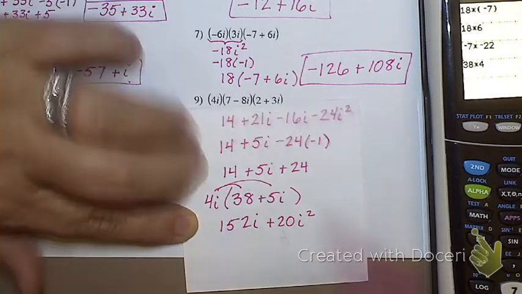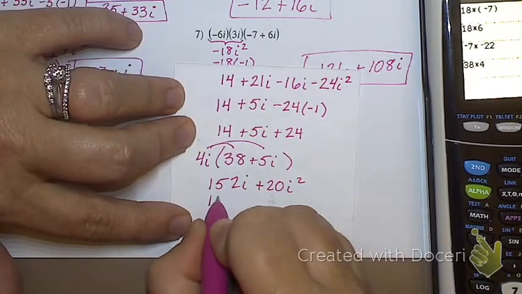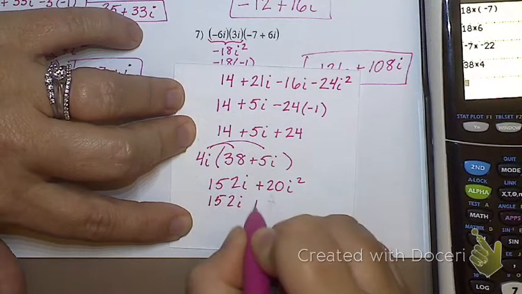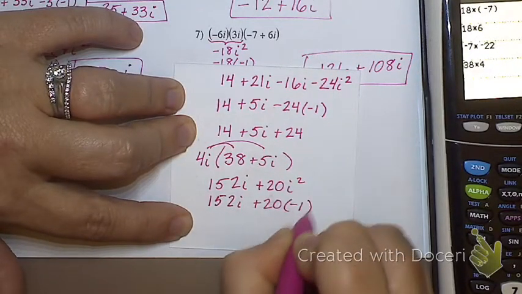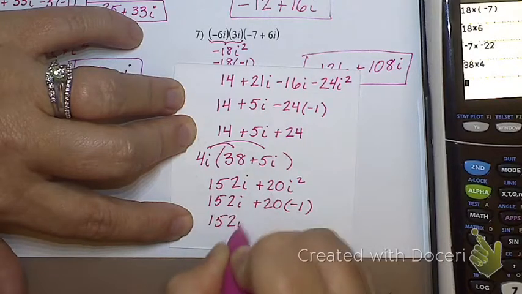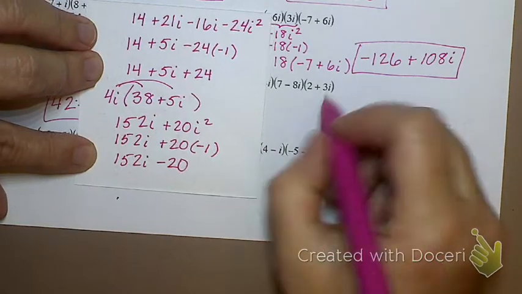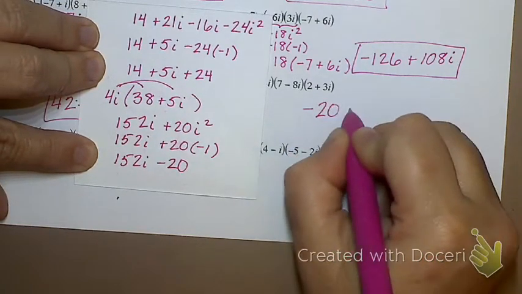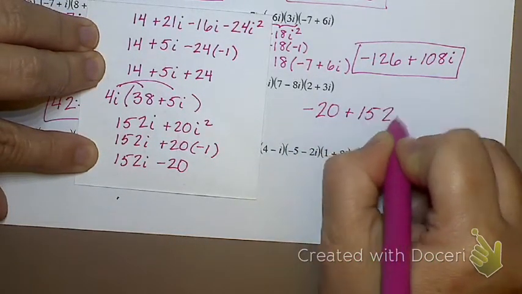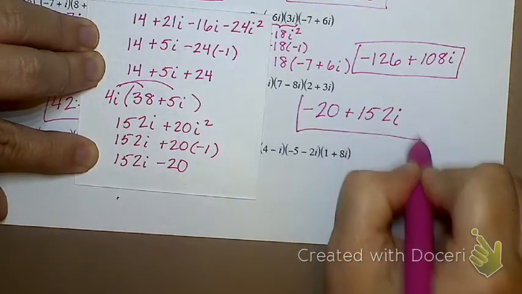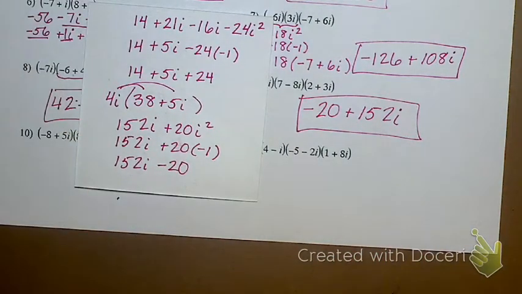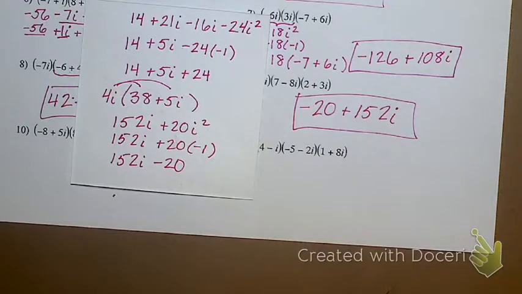Right, that's just distributive property. That ends up being 152i plus 20 times -1. And how am I going to write my answer? Yes, that's called standard form: a plus bi. The i has to be the last thing.